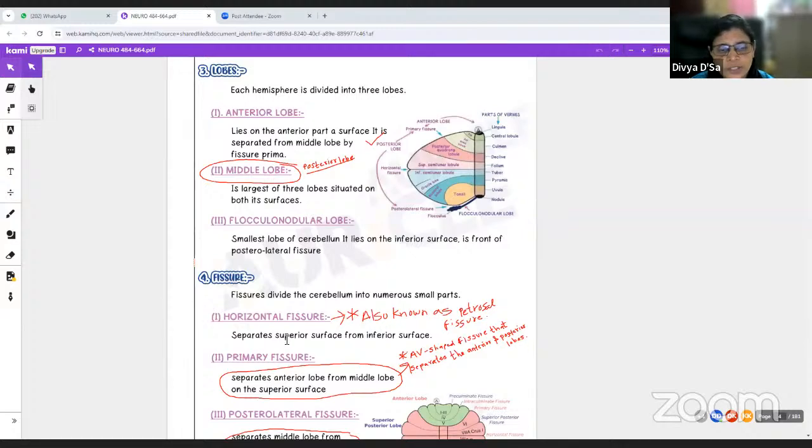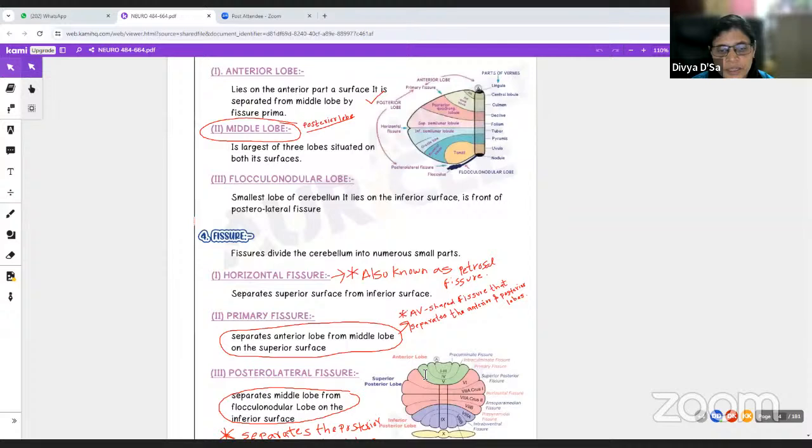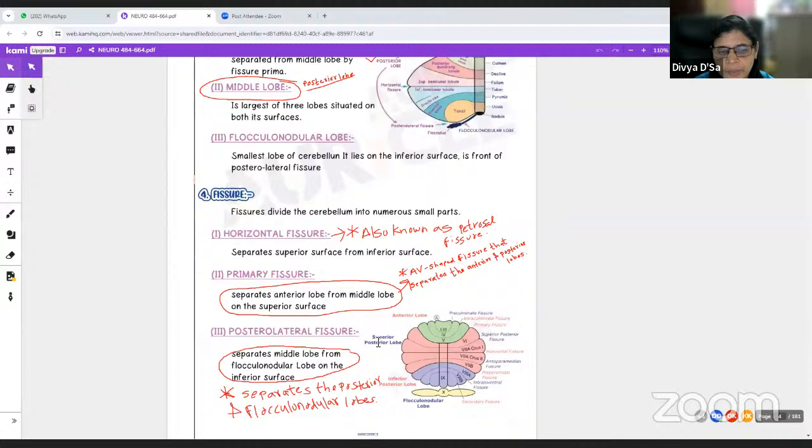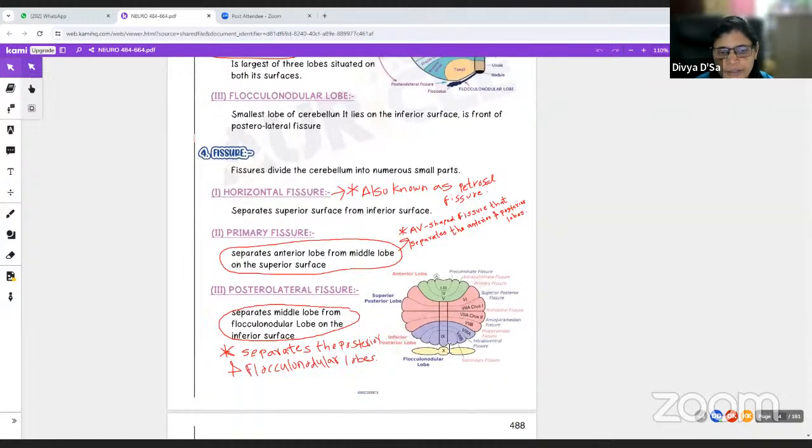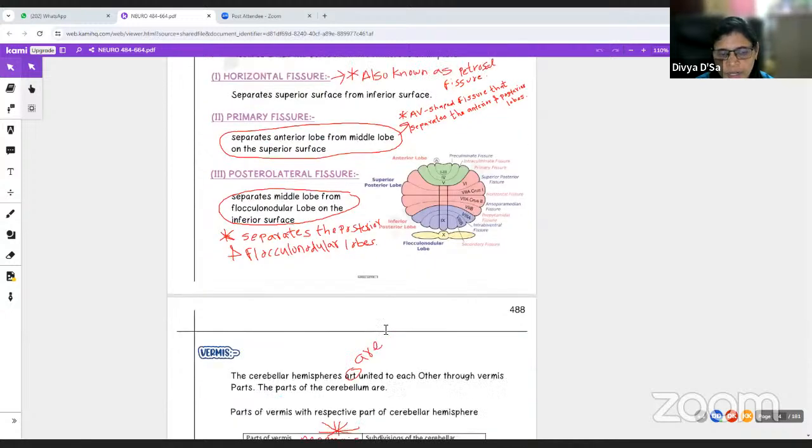The horizontal fissure separates the superior surface from the inferior surface. It is present all around, that is, it will separate the superior surface from the inferior surface. The primary fissure separates the anterior lobe from the middle lobe. So this is the primary fissure. It will separate the anterior lobe from the middle or posterior lobe. Then the posterolateral fissure is here. The posterolateral fissure separates this middle part, or the posterior lobe, from the flocculonodular lobe.